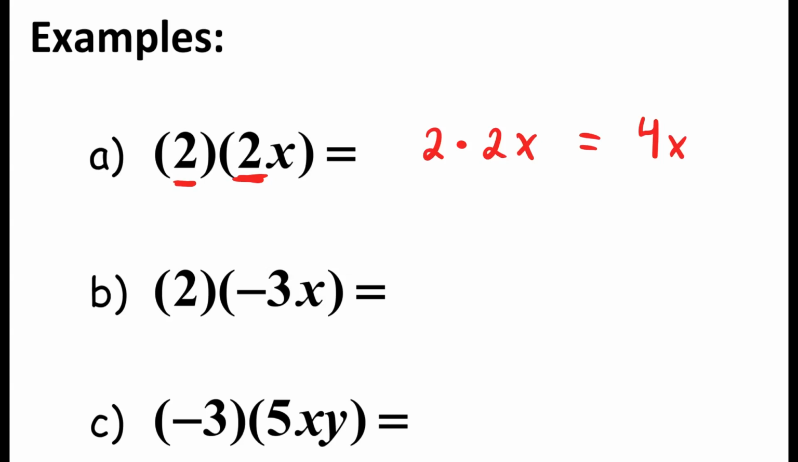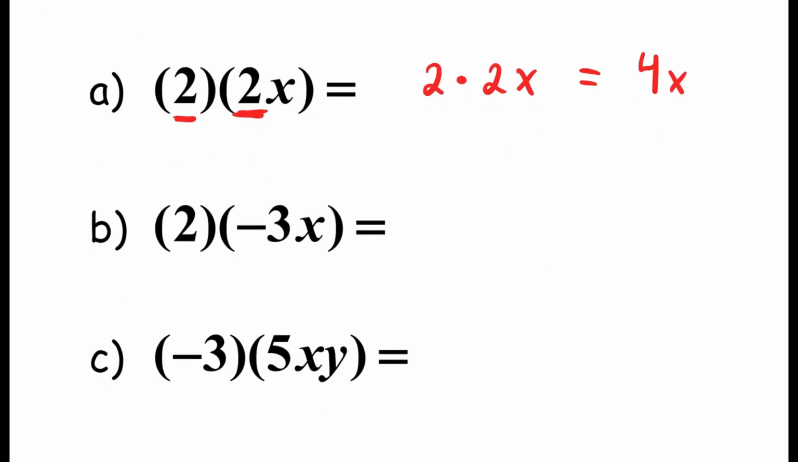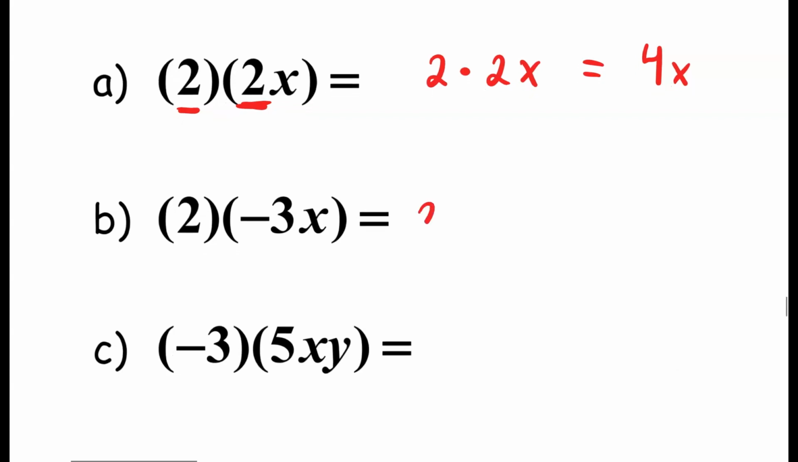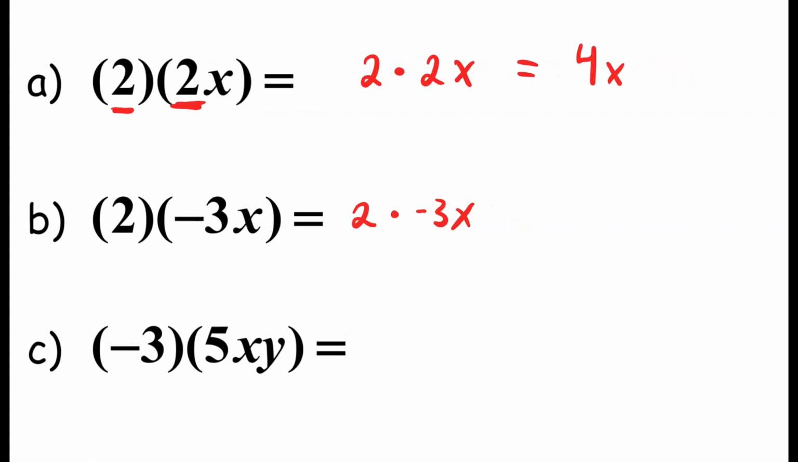For example B here, we have a similar type of question where we have 2 multiplied by negative 3x. So what we're doing is multiplying your coefficients. So it's the 2 and the negative 3 that are multiplying, and the x is attaching on. So we have 2 multiplied by negative 3, which is negative 6, and our x attaches onto this.